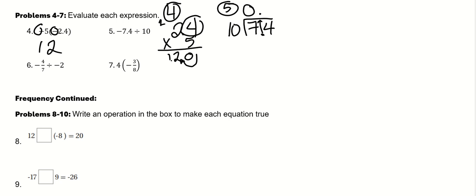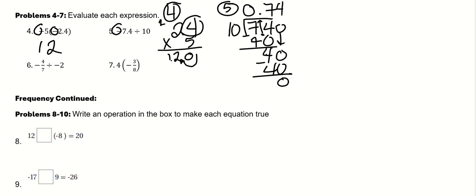10 goes into 74 7 times. That's 70. We subtract, 4. We add a 0. We bring it down. 10 goes into 40 4 times. And since I got 0 at the end, I am done. And then I go back and look. Oh, I have 1 negative. A negative times a positive is a negative. So it's negative 74 hundredths.